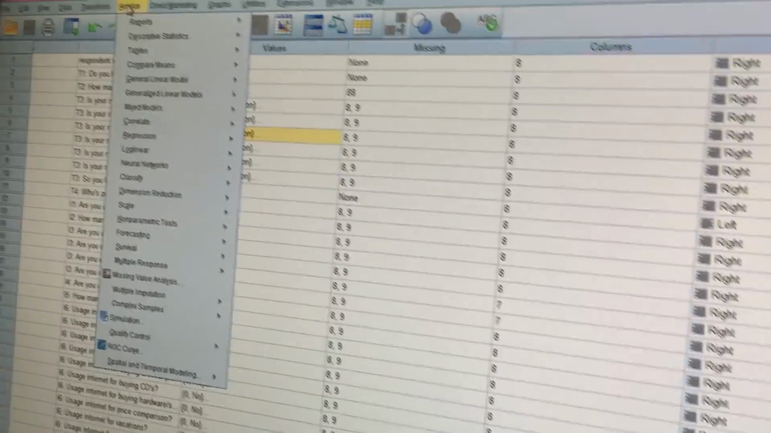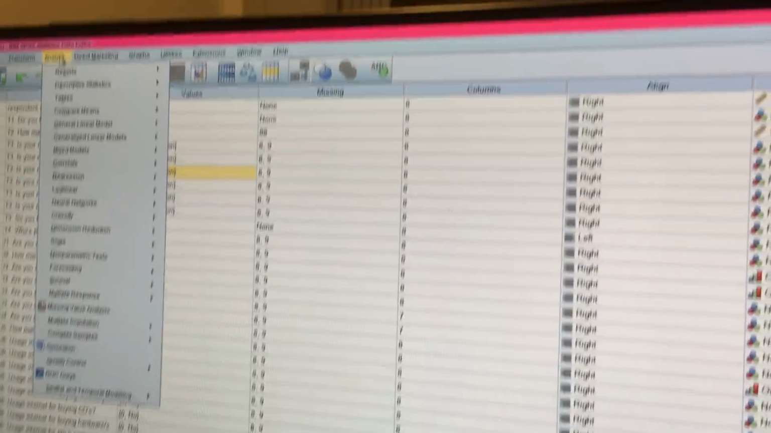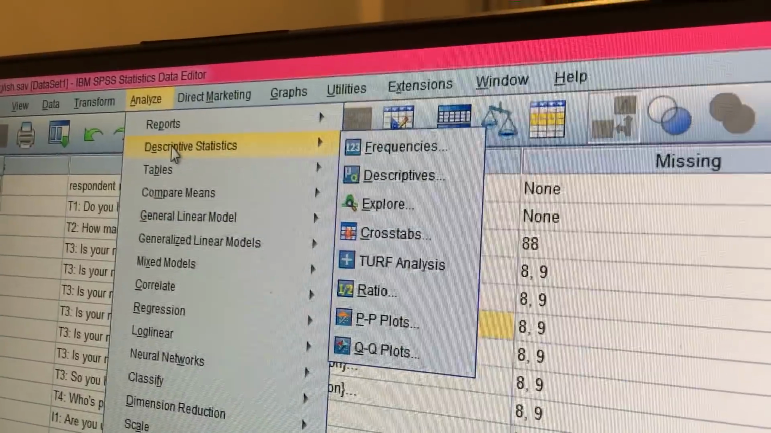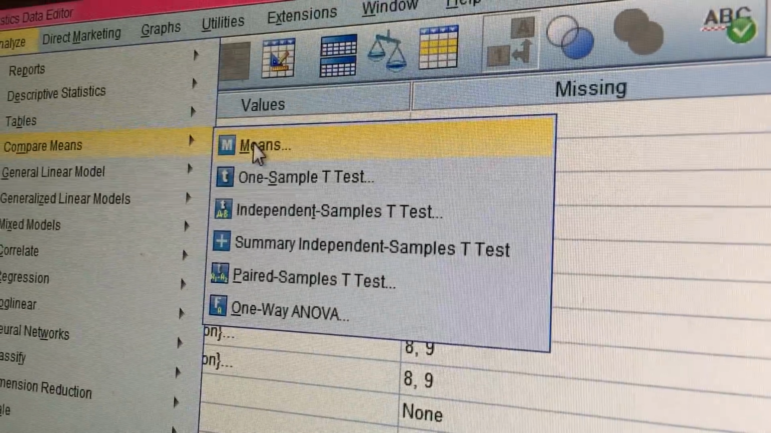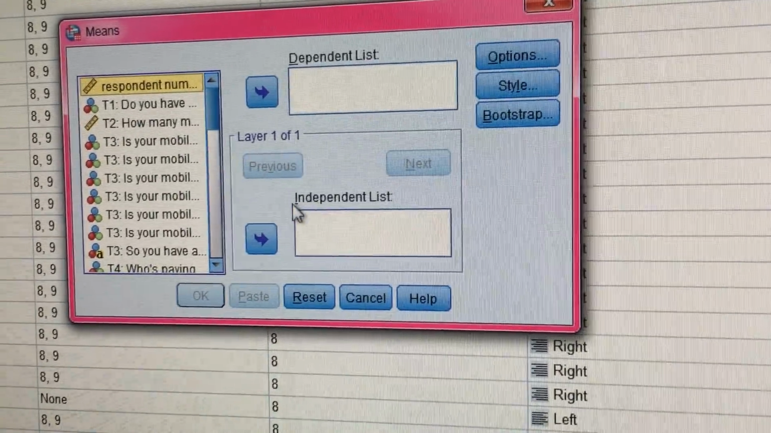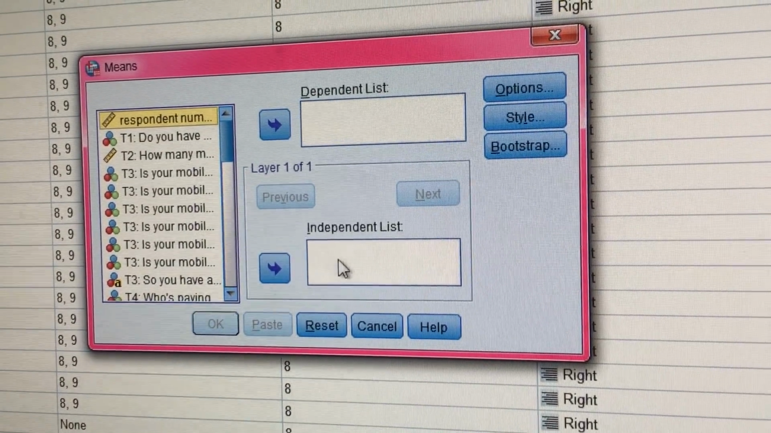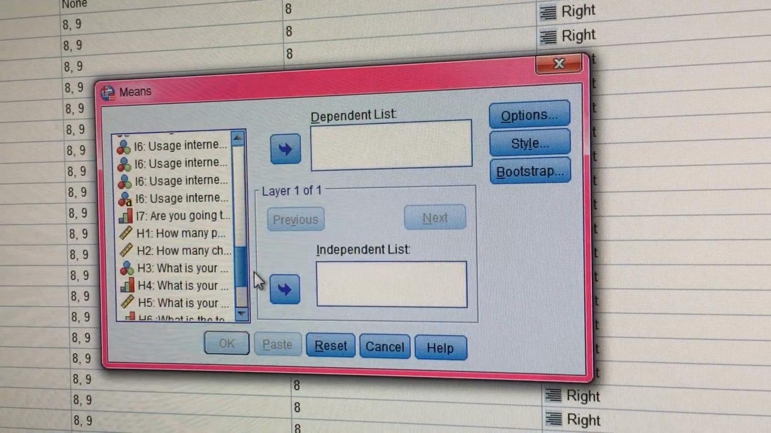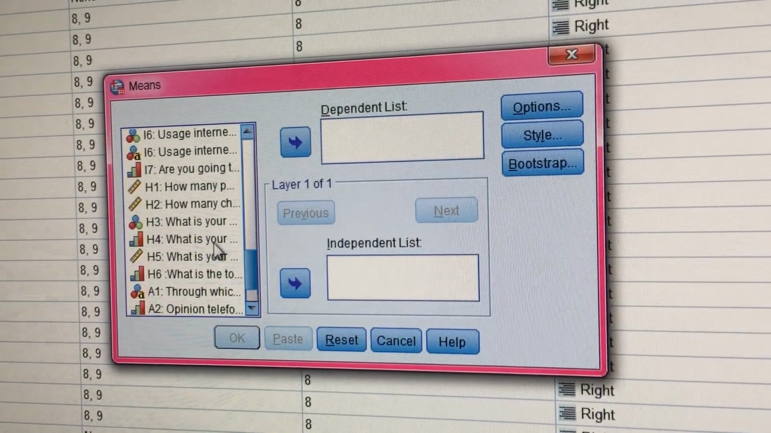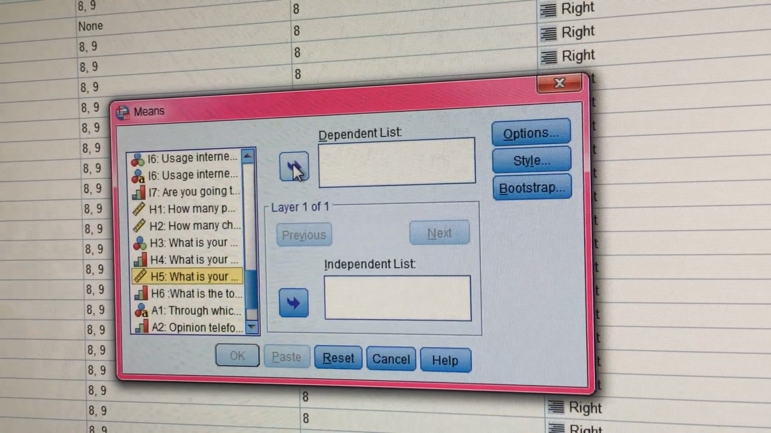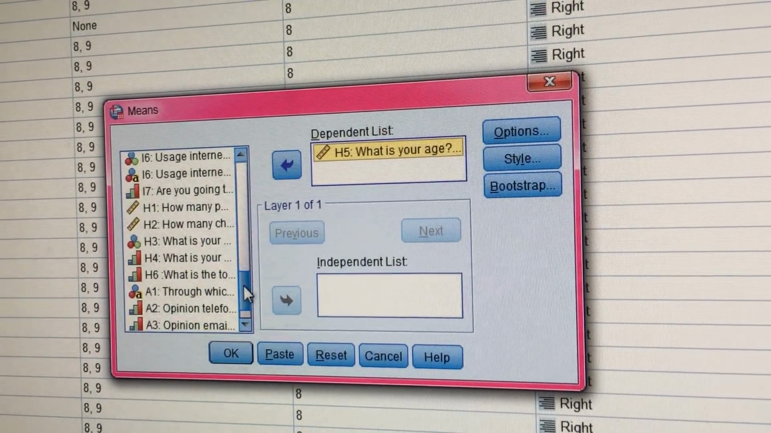What is the mean age? You go again to analyze, but this time not descriptive statistics, but compare means. Means. And SPSS always asks you to give one independent variable in a layer. So age. Was it this one? Yeah. And let's say gender. Gender, yeah.